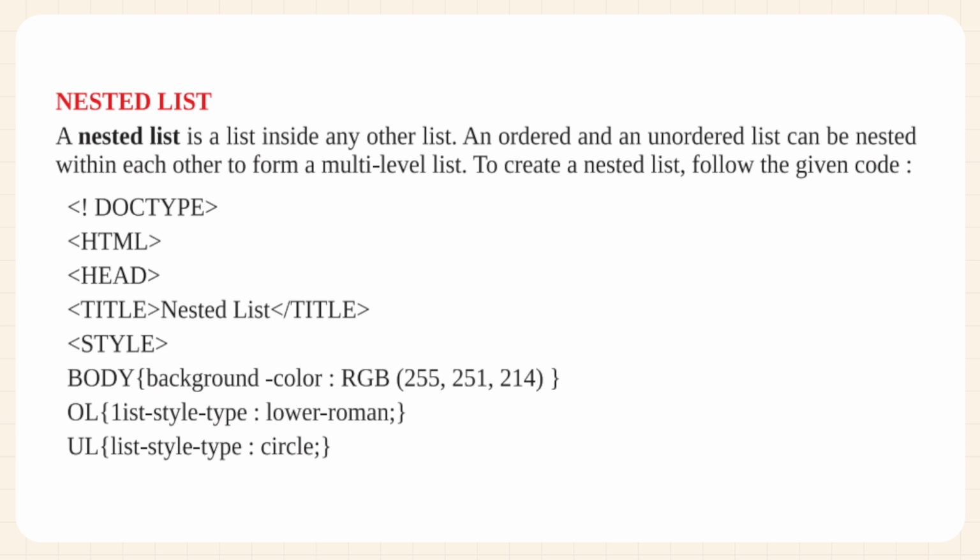Doctype HTML. Head. Title: Nested list. Title. Style. Body. Background color: RGB(255, 251, 214). OL, list-style-type: lower-roman. UL, list-style-type: circle.